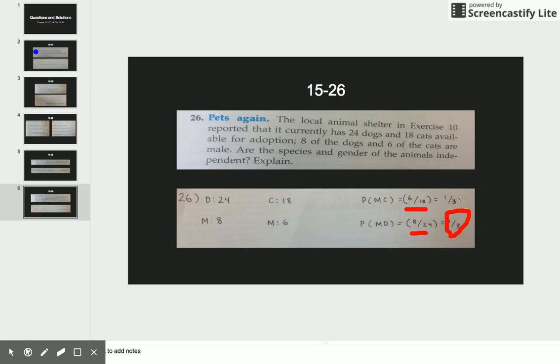So these two probabilities are the same. That means that it is independent. Dependence is when things change, they're not. That was an example I gave about lung cancer and smoking. So your chance of getting cancer if you don't smoke is different than the chance of getting cancer if you smoke. So that's dependent. These are independent.